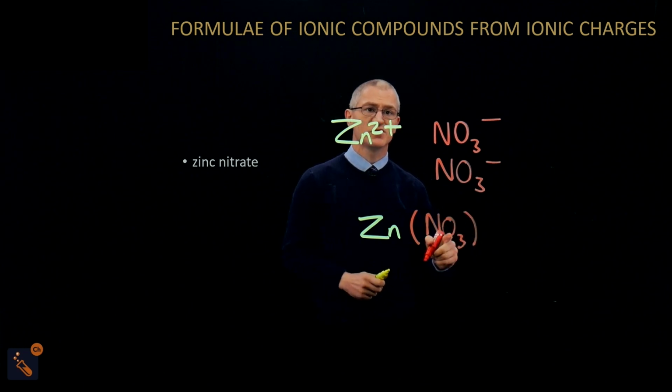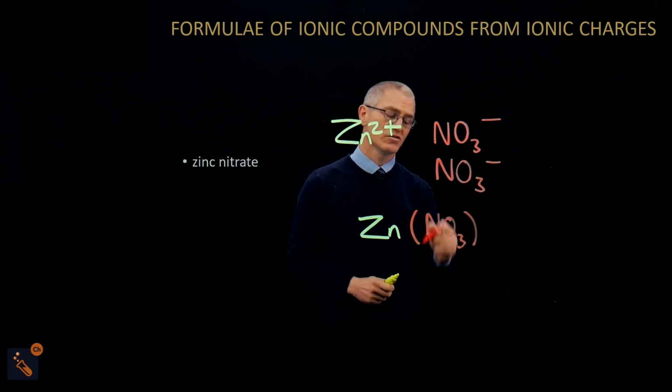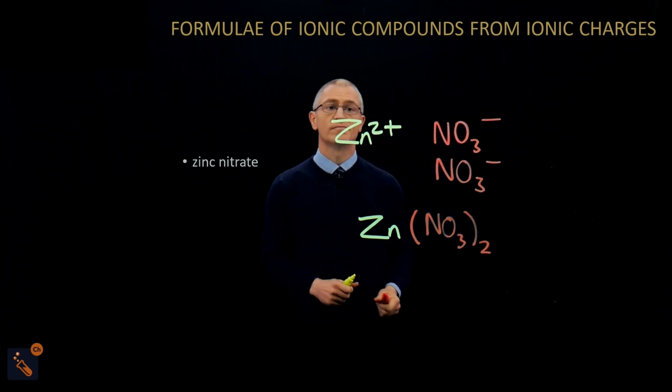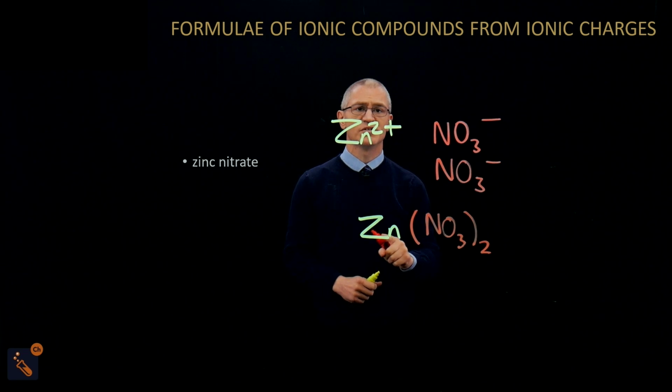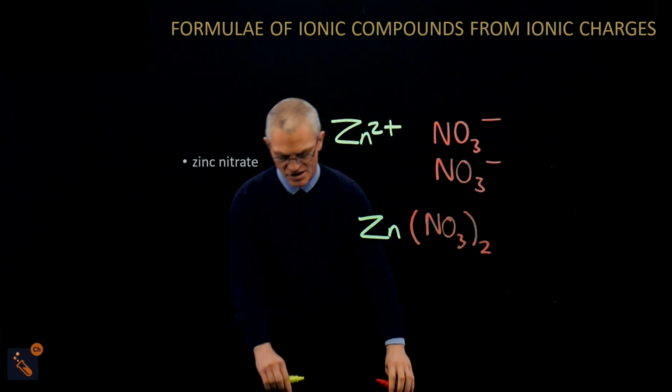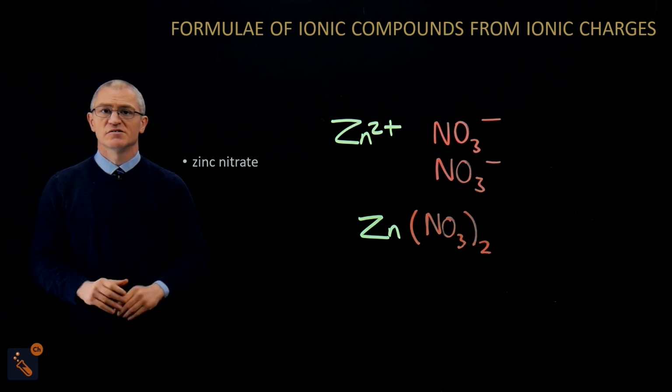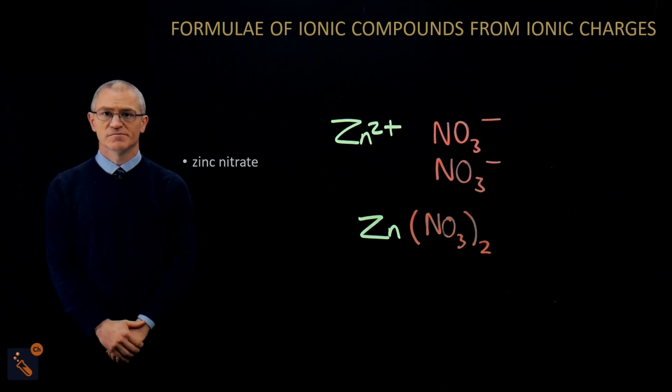So I've put the NO3 in brackets. I know there are 2 of the NO3s, so that then is my small 2. And so my formula is zinc nitrate, or Zn, open brackets, NO3, close bracket, 2. And that's how you use polyatomic ions to make formulas.